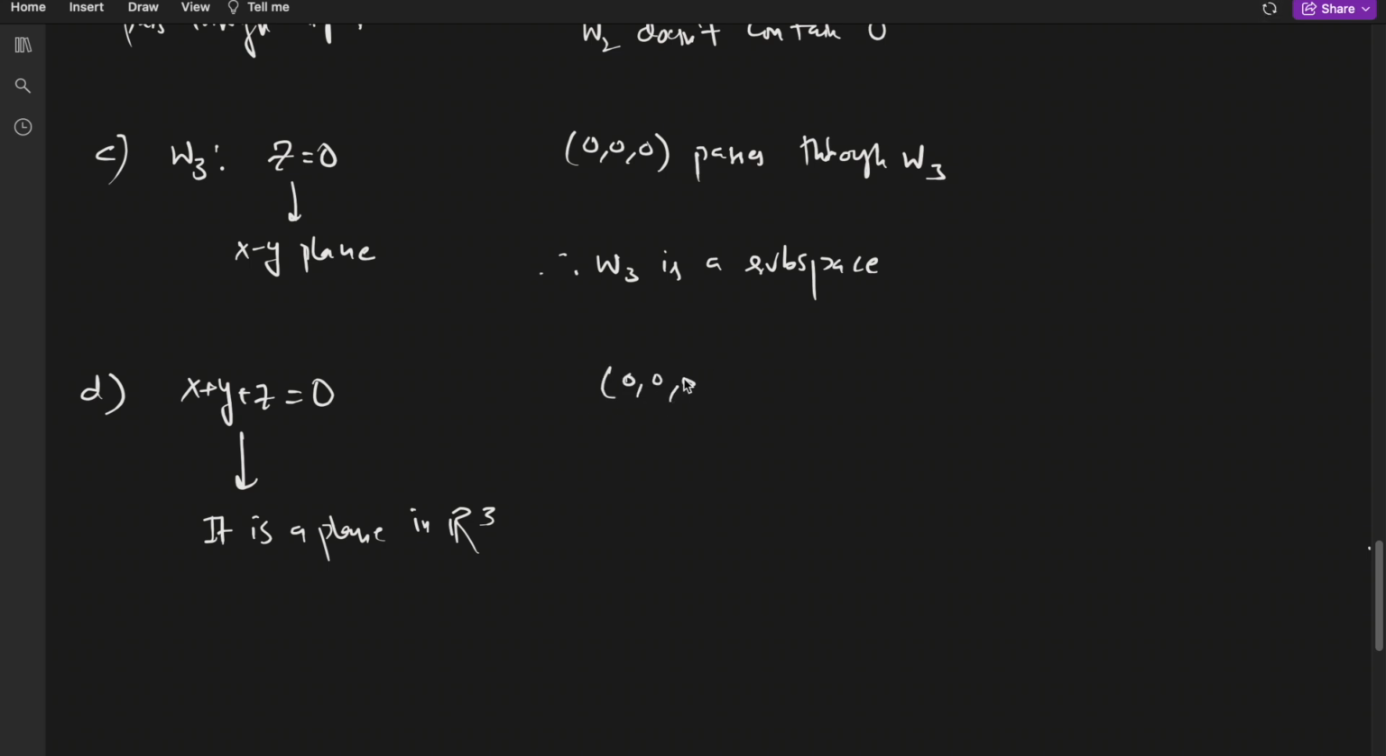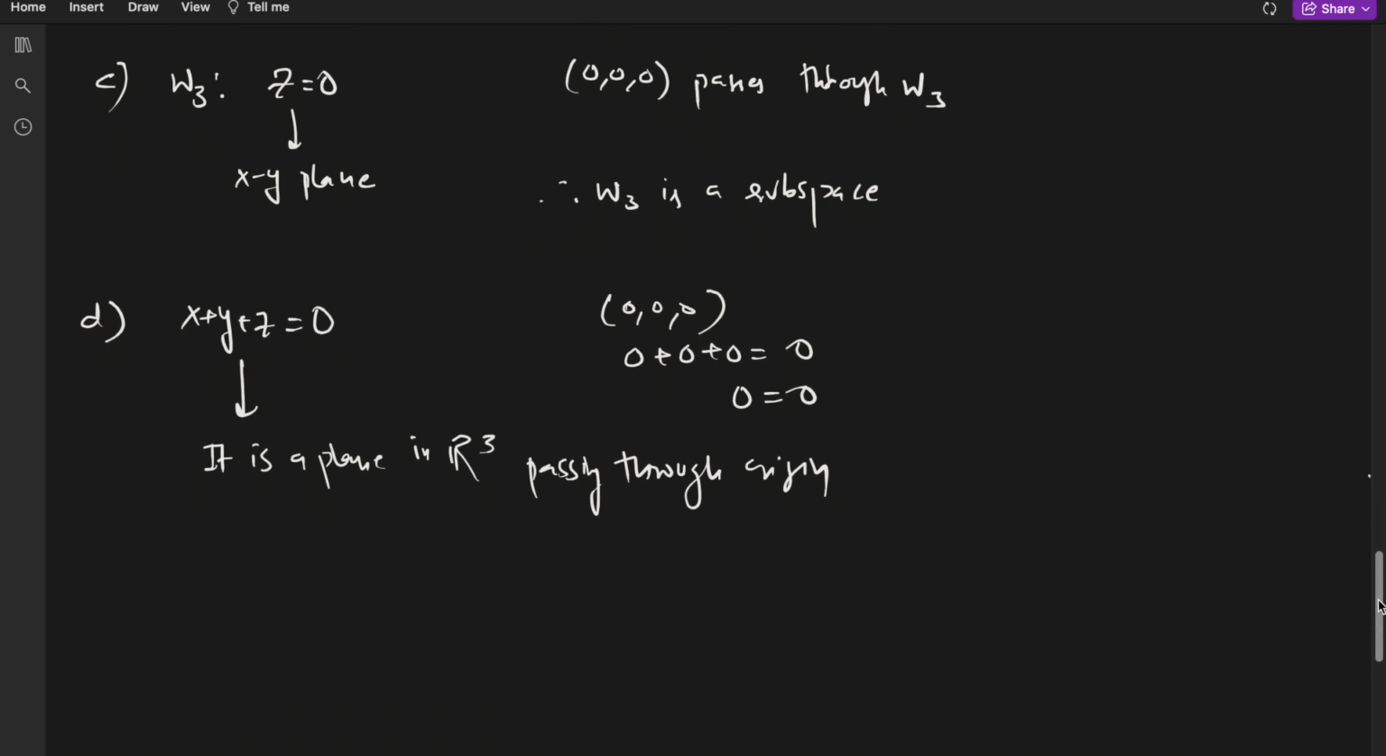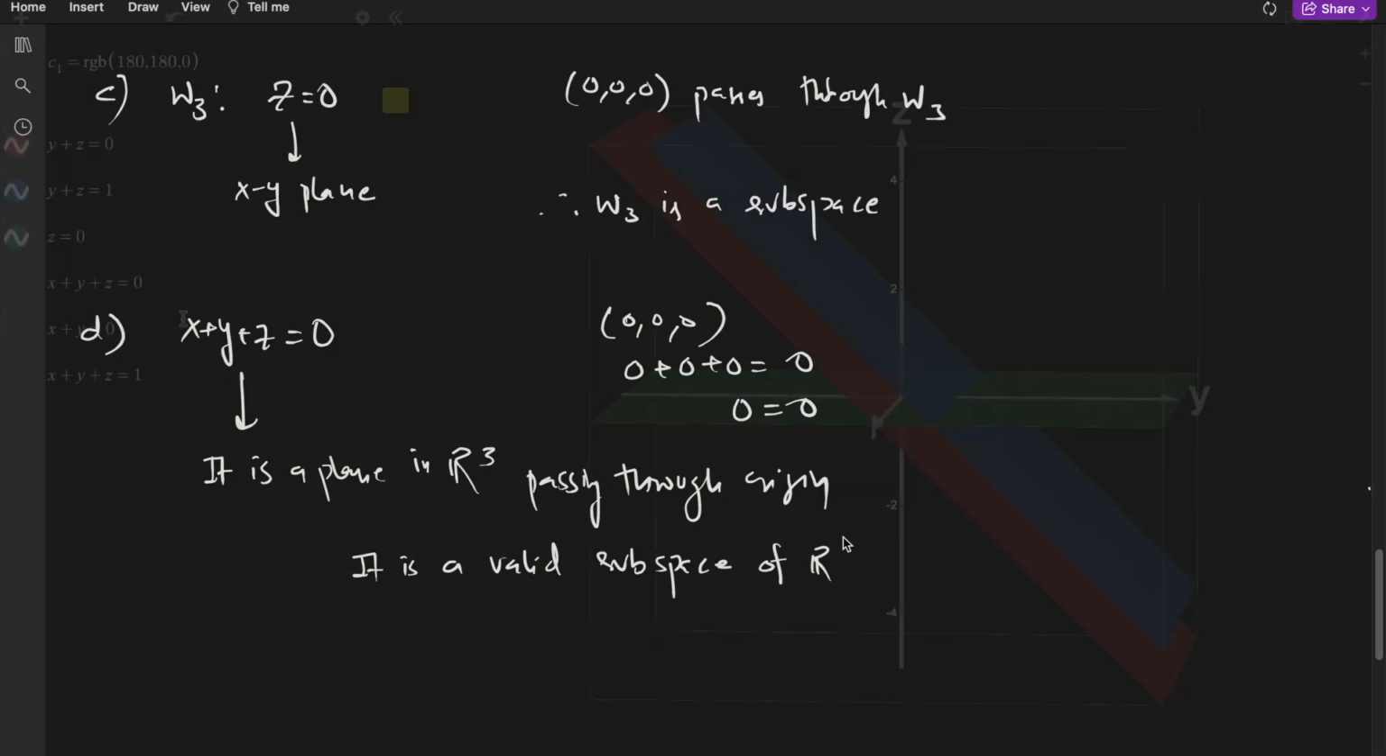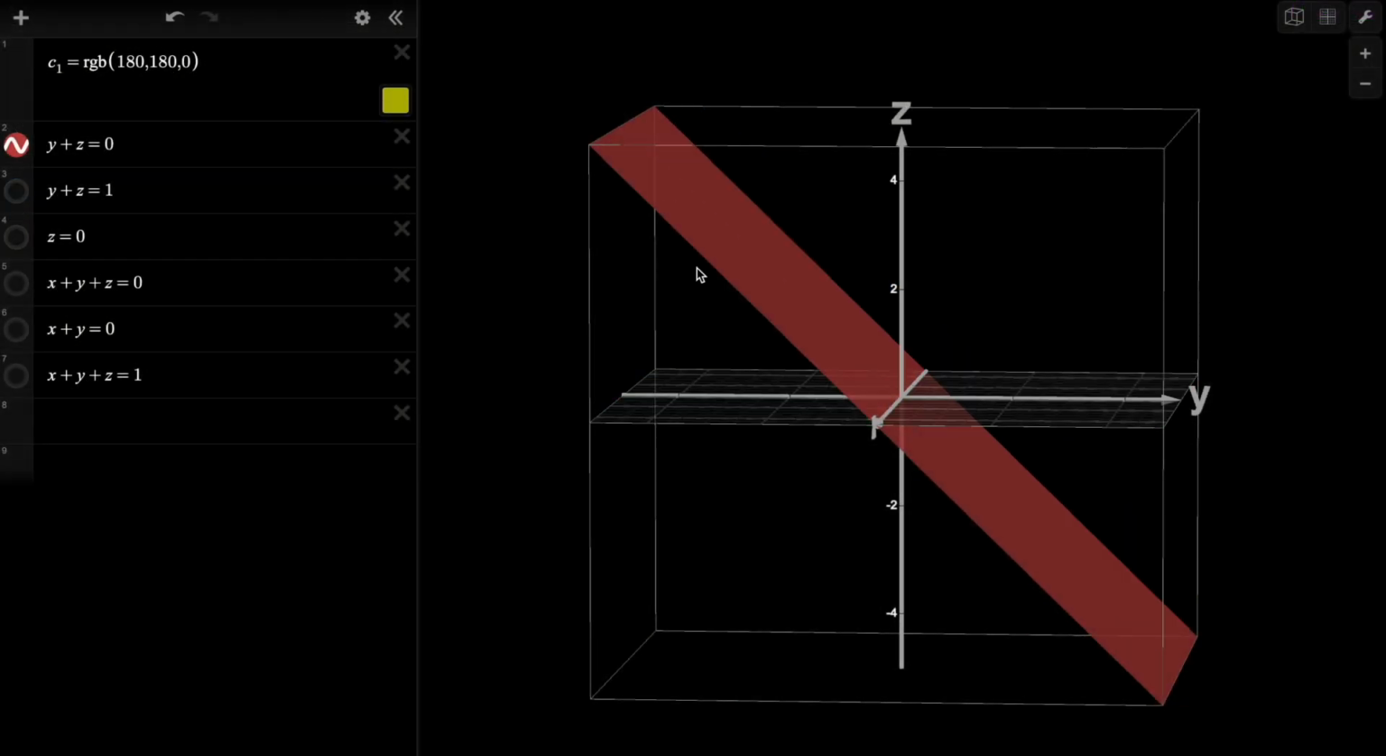So this is the origin. Let's see, 0 plus 0 plus 0 equal to 0, 0 equal to 0. Yes. So it is a plane in R cube passing through origin, right? So it is a valid subspace of R cube. So this is the first subspace, y plus z equal to 0.